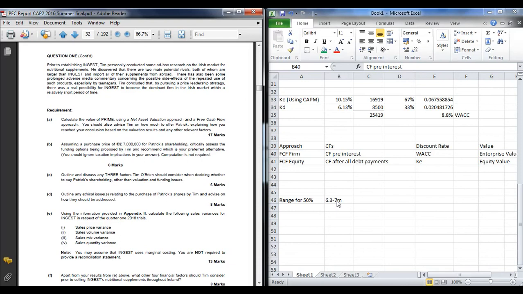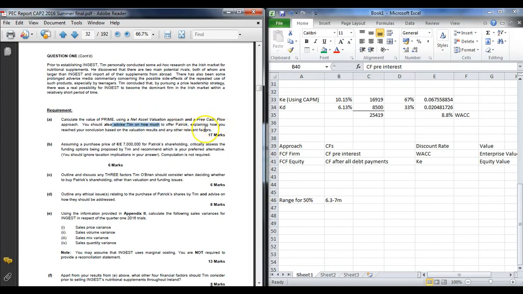Offering too low, for example 5 million, you may otherwise annoy the seller, and in that case you may not initiate negotiations at all and make it very difficult. So offering somewhere around the 6.2, 6.3 million may be a good starting point, and you may avoid the possibility of having to overpay or get into very difficult negotiations. So now we've answered 3 requirements: calc, and advise. How did you reach your conclusion?